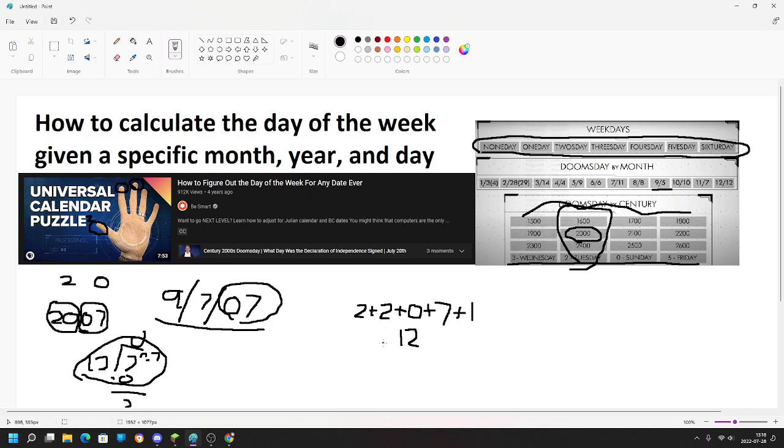Then you want to divide this, well, subtract, because if you divide, you will never get a Monday. So you want to subtract 7 as many times until it gets below 6, because 6 is the highest code. So this will equal 5, and it is a Friday. And yes, according to Wolfram Alpha, it was Friday, September 7th.